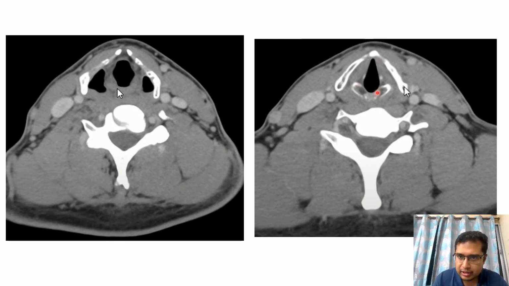As you can see, the arytenoid cartilages are very well visualized at this level, which is not seen at this level. Second important thing is the paraglottic space which contains fat is very well visualized at the false cord level, which is not seen at the level of glottis, as you can see. And you can see how the true cords actually intersect anteriorly to form the anterior commissure.